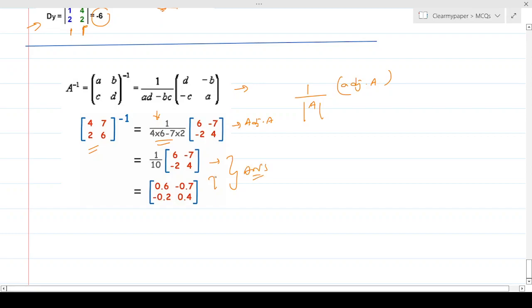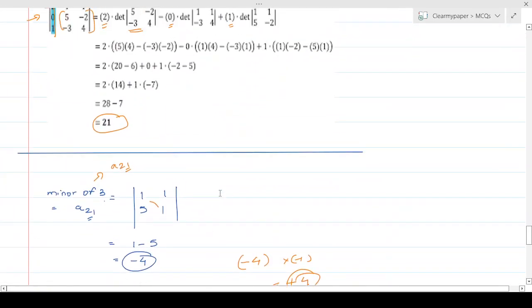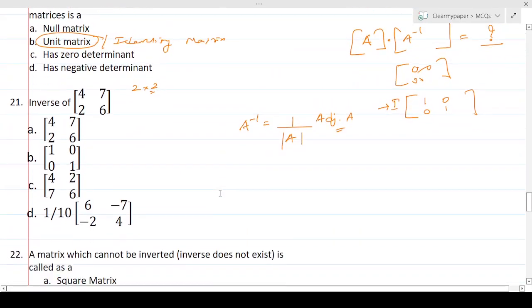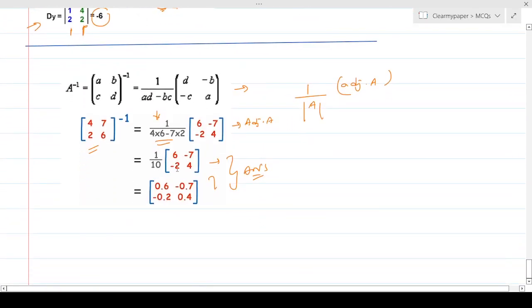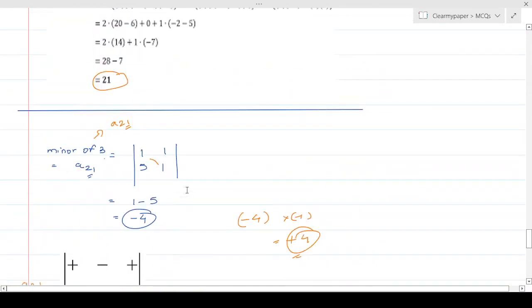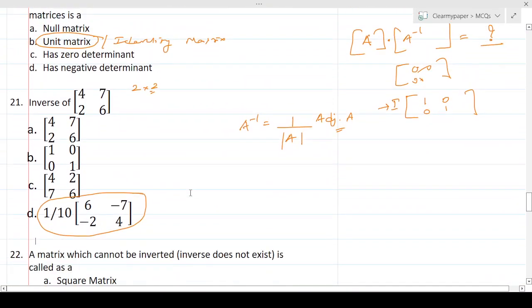And let's see if there is any answer it matches in this format. Let's go back. Okay, inverse of a matrix. Okay, so looks like answer D matches, where we have 1 over 10 and we have the rows 6 minus 7 and minus 2 and 4. So that's the answer. That's how you find the inverse of a matrix.